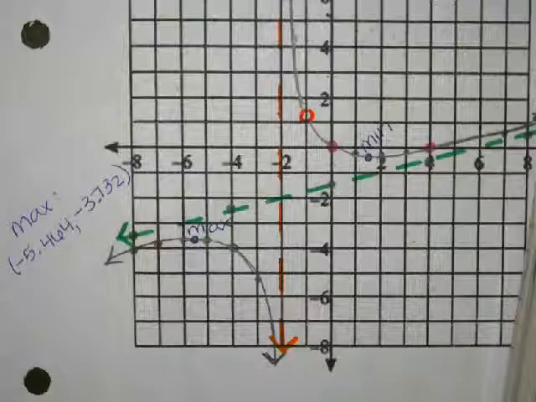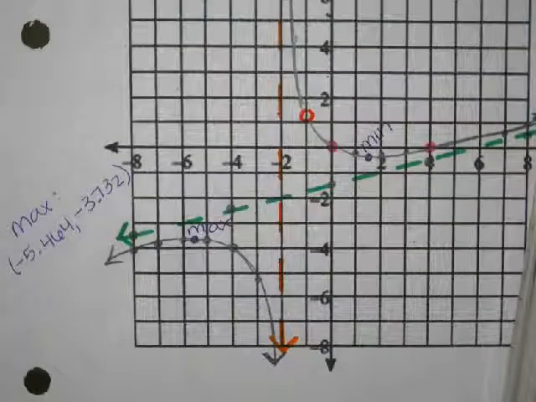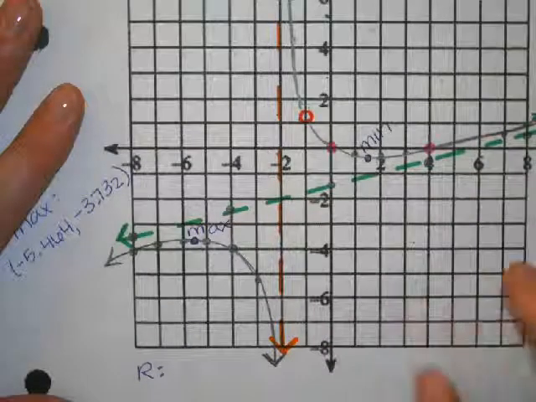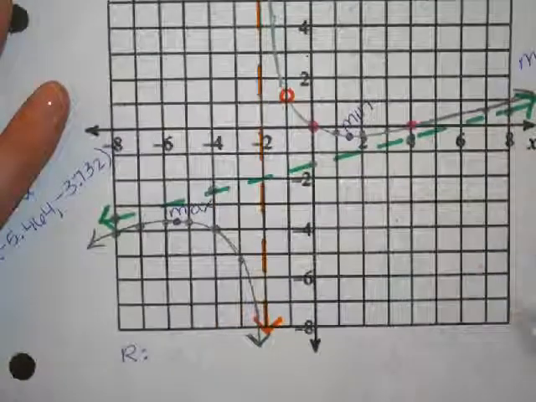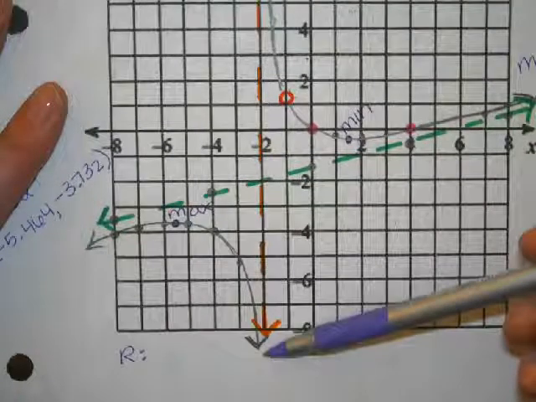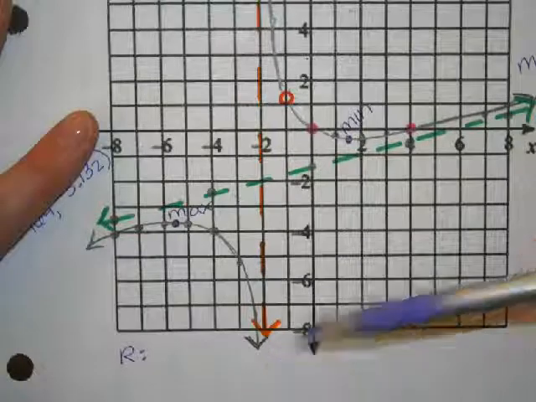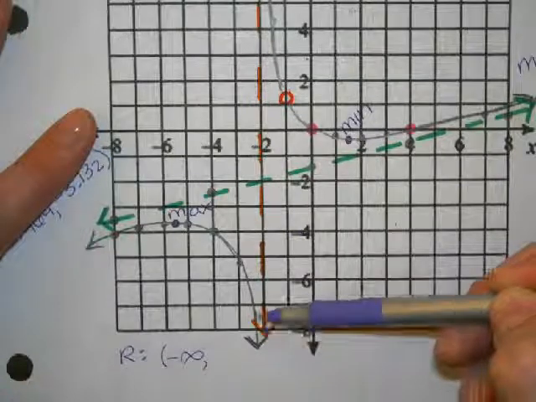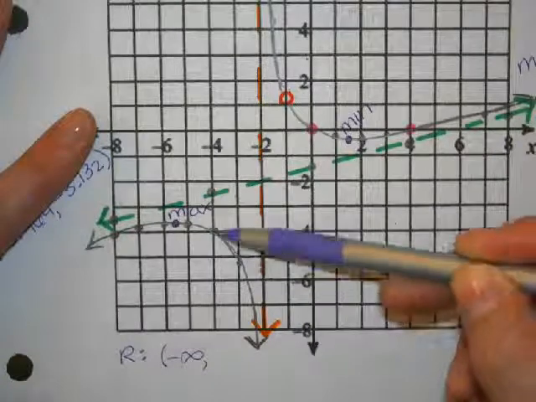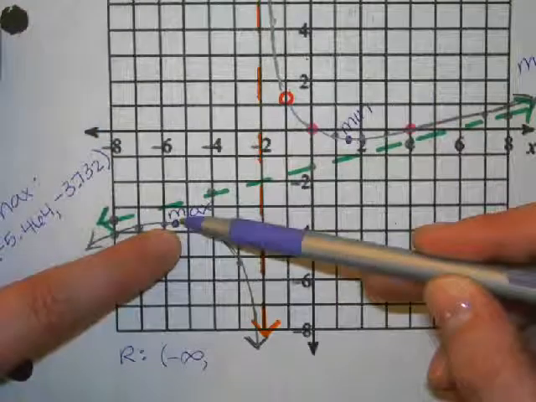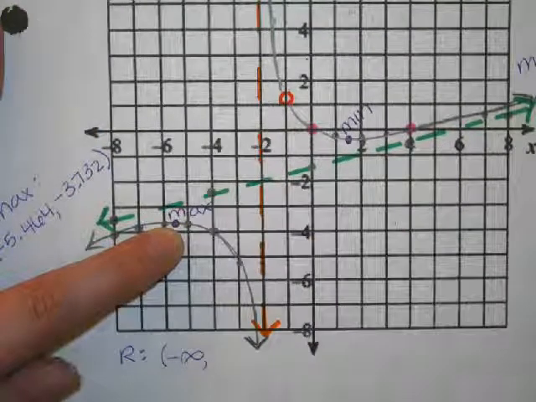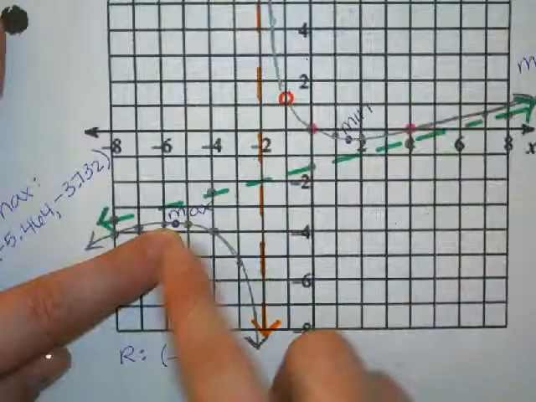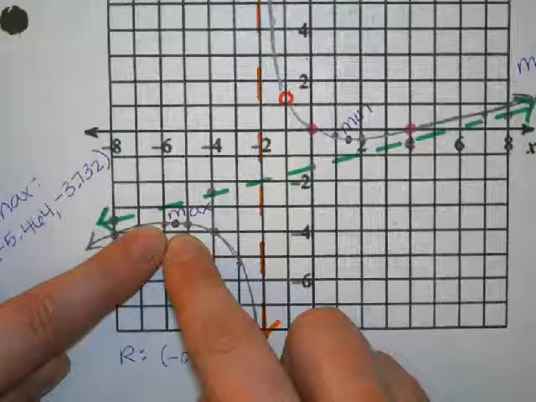Okay, what would you guys like to do next? We have increasing, decreasing, and range. Range? Okay. So for the range, we look at the very bottom of the graph, and I can see that the graph is going down forever. So what should I write? Negative infinity, right? And then I can see it's got -8, -7, -6, -5, -4, and then it gets here, and it has this point right here. It has that maximum, and then there's some white space right in the middle where there's no graph.